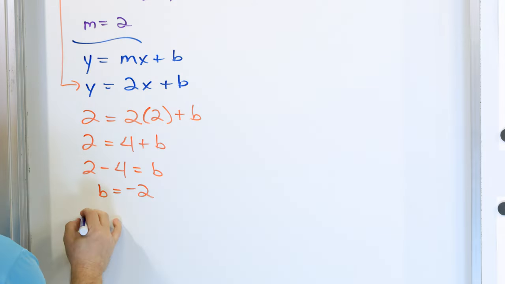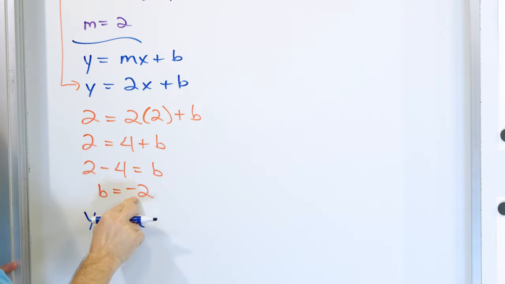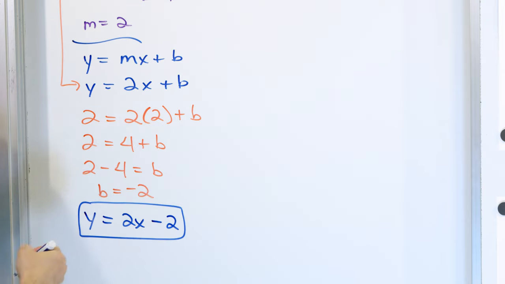And so y is equal to 2x right here, plus the y-intercept, but the y-intercept was negative 2, and so this is the equation of the line, 2x minus 2.